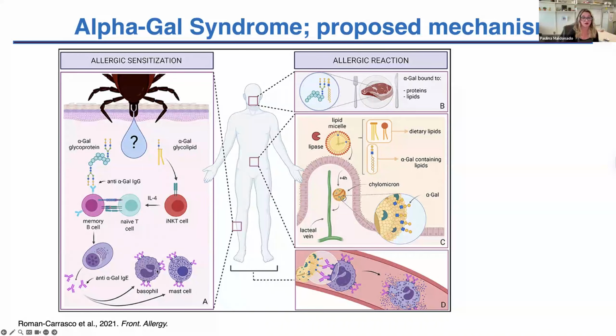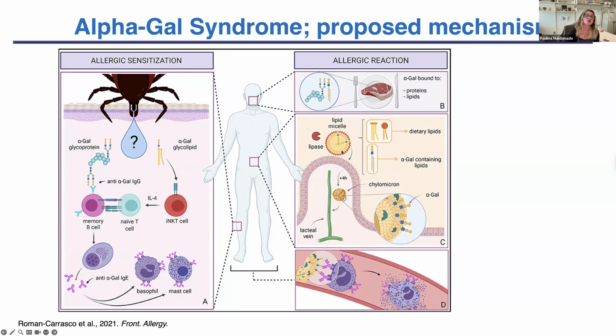Now, these cells are going to be having these antibodies, and at this stage, the individual has been sensitized. Now, several weeks or months even could pass before they get an allergic reaction because of the consumption of the alpha-gal products. Now, this could be any mammalian-derived products, not only meat, but also dairy.